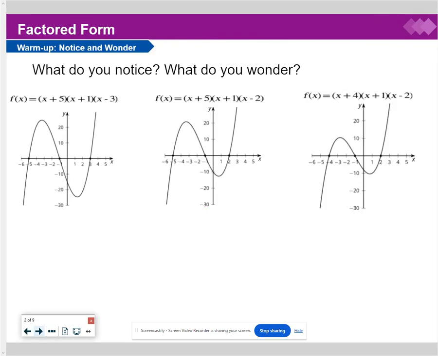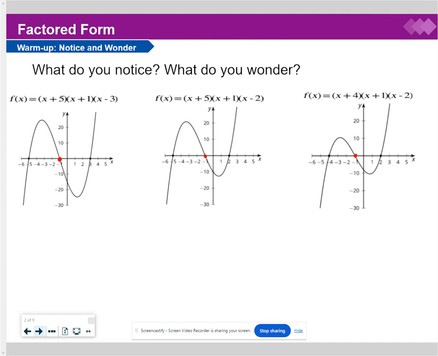So I've got these three graphs here, and you can see that each one of them has the function written in factored form, right? So if this is a notice and wonder, some things that you should be noticing is that basically all of them have the same shape. They start low, go up, back down, and then go up high again. All of these have a horizontal intercept or an x-intercept of -1. All of them are crossing through -1 right here.